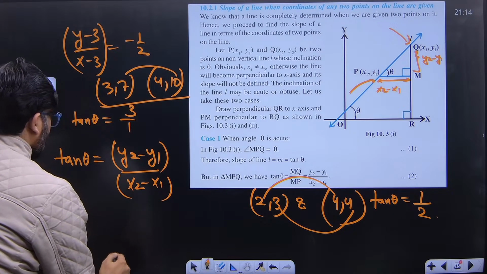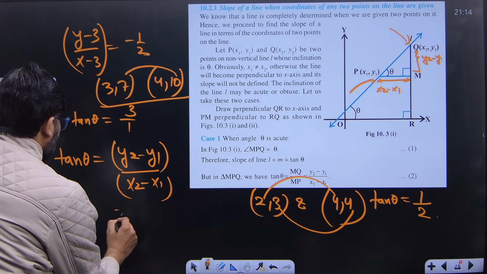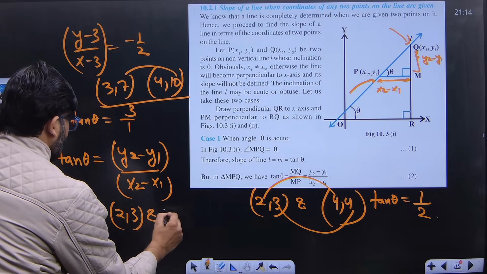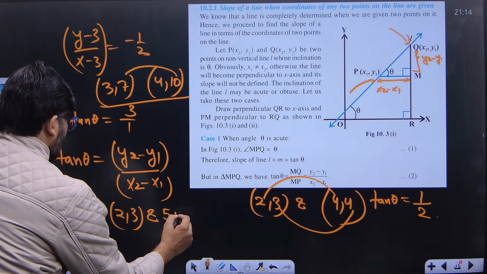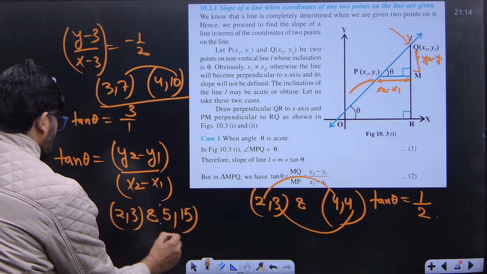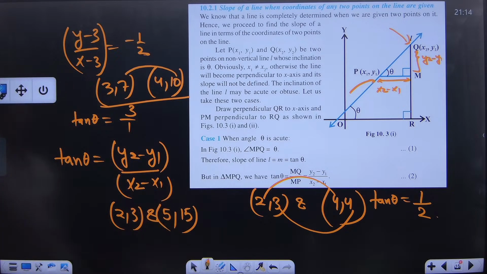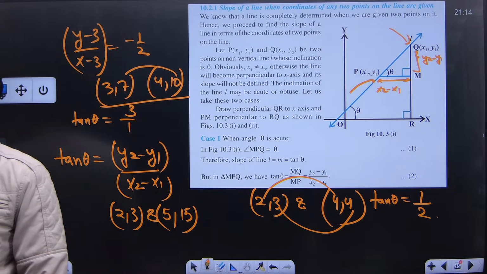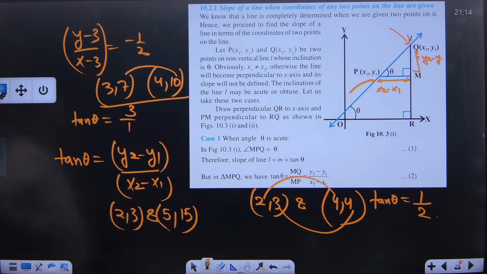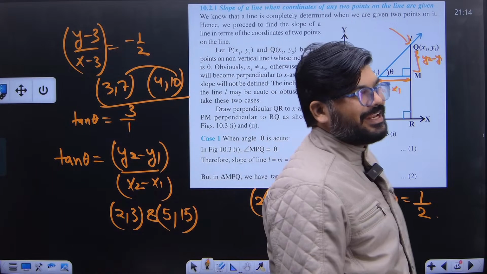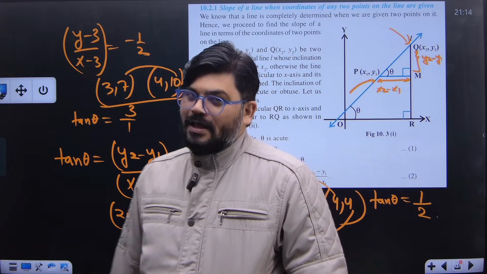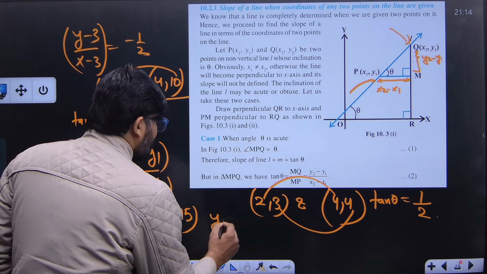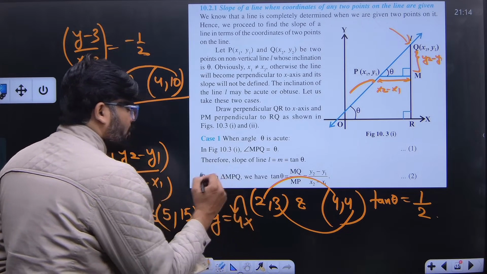Tell me the slope of the line which passes through 2 comma 3 and 5 comma 15. 12 by 3, that's just 4. So the slope of the line is 4. Are you getting it? And if I want to make the equation, the first thing that I will start with is y is equal to 4x.